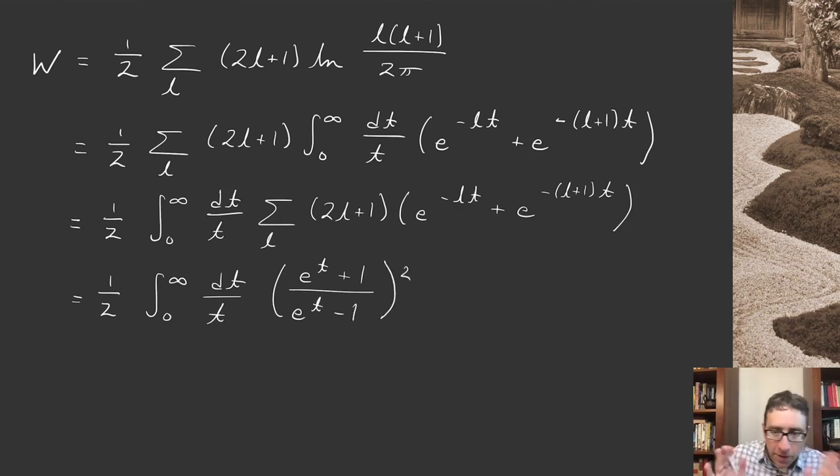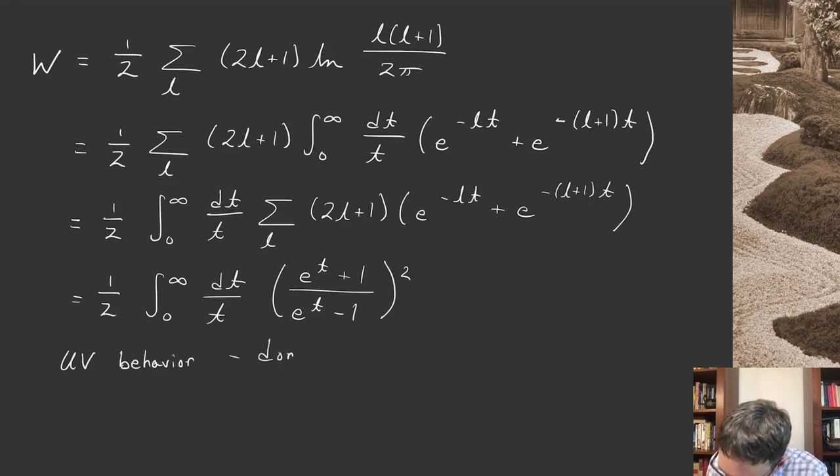And now I want to evaluate this somehow. It's still sick. I think you can see that as t goes off to infinity and as t goes to 0, there are some log or power law divergences, but it is what it is. We're going to do our best. So what we're interested in is the UV behavior, which I claim is dominated by the t goes to 0 limit. And why do I say that?